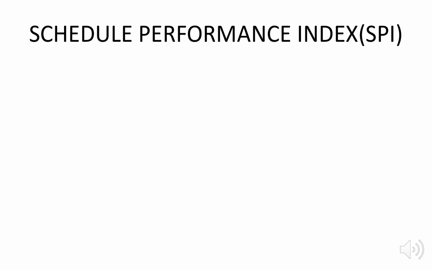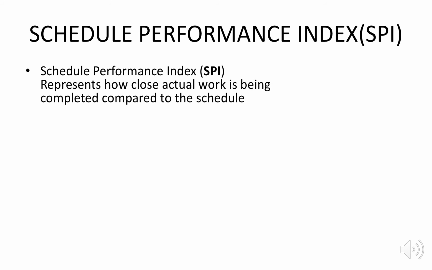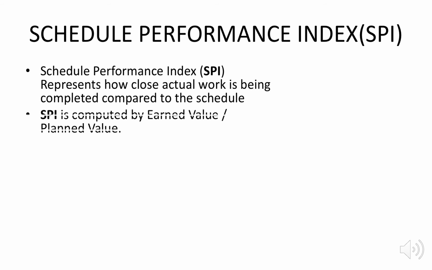The schedule performance index, SPI, is generally used to know whether the work is progressing as per the schedule or not. SPI represents how close the actual work being completed is to the schedule, whether the actual is going progressively as per the schedule or not. SPI is computed as the ratio of earned value to planned value.